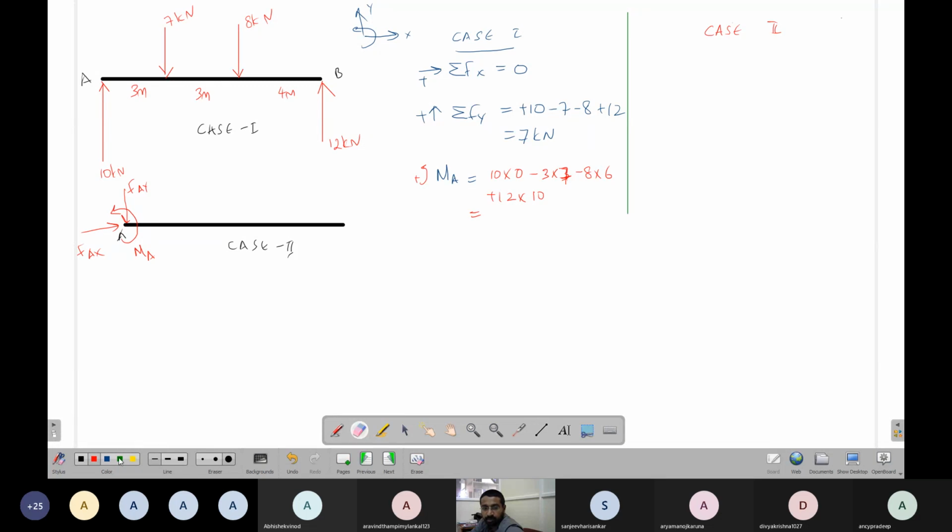So just give a moment. So anti-clockwise positive: 10 times 0 minus 7 times 3 minus 8 times 3 plus 12 times 10. Calculate it quickly. 51. 51. Always write units, okay?